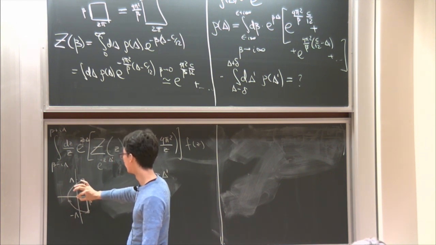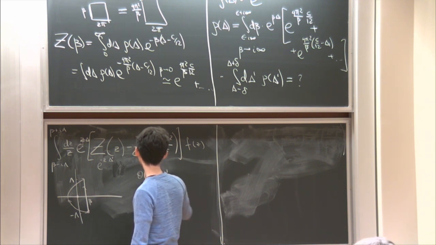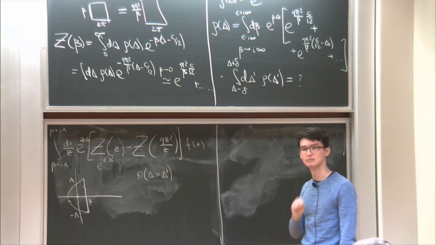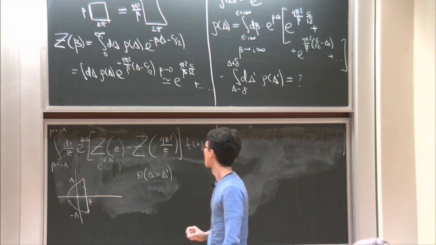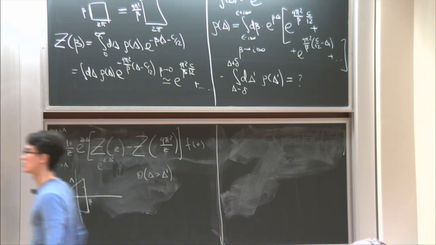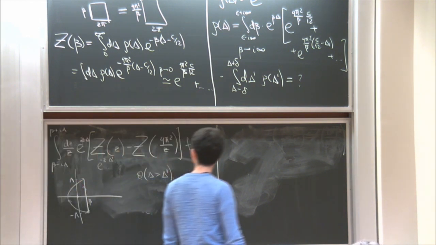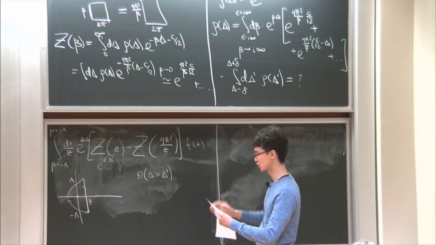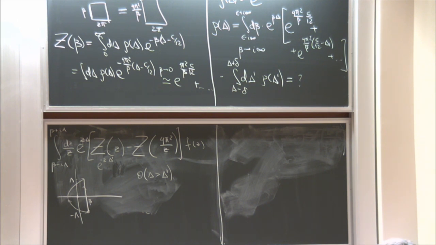But then on the way, you pick up a pole from z equals 0, which comes from this one over z. And this pole is what produces this theta function, theta of delta bigger than delta prime. And this theta function is what cuts you to this region from 0 to delta. And then you have to make some choice of this function f of z so that you get some good bounds. So that's a sketch.